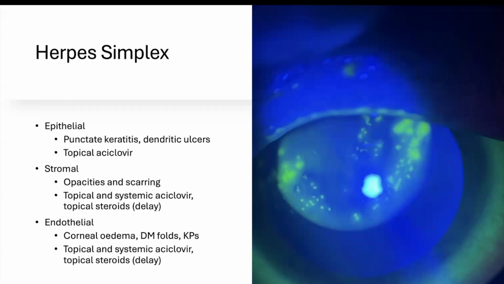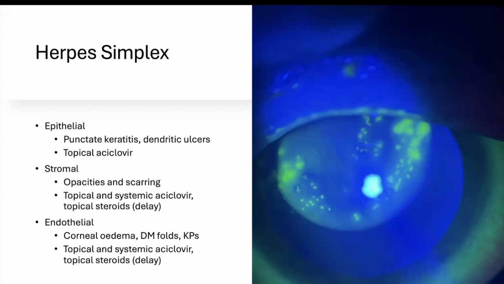Everything else causes what we call a pseudodendrite. And with epithelial herpes simplex, with no stromal or no endothelial signs, they're going to be treated with topical acyclovir. So you're going to give them something like a ganciclovir gel. So depending on where you work, sometimes it might be topical acyclovir or ganciclovir, and then you'll give them something like a Virgan 5 times a day for up to 10 days.